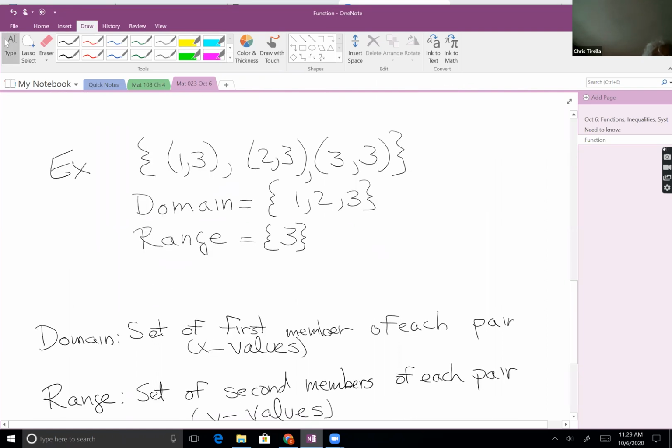Next one, is this a function? I have x values 1, 2, and 3. Yes, this one is a function. What this one is supposed to point out is the idea that it's not all right for the x values to repeat, but it's perfectly fine if the y values repeat. So y's can be used more than once, but x's cannot. So far, so good.